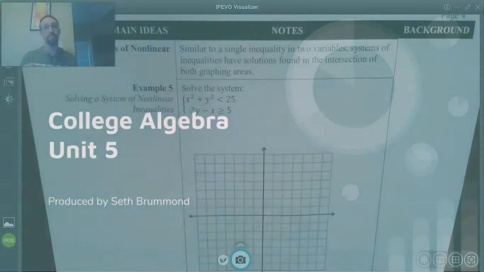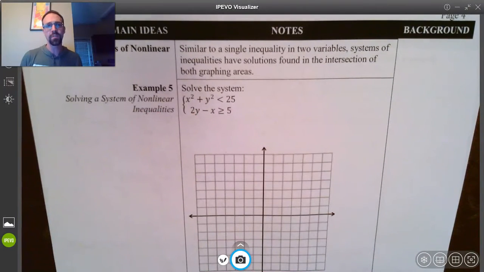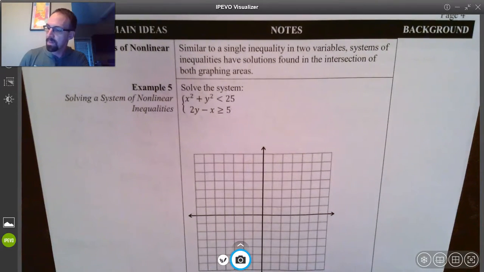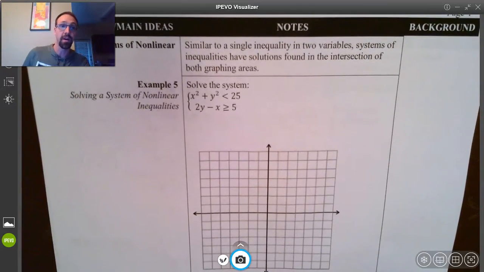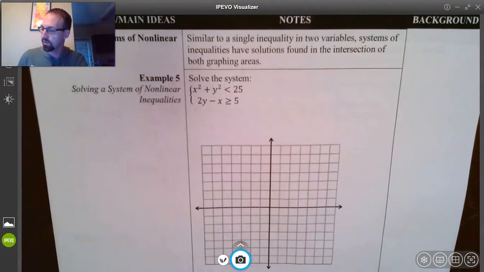Now we're going to solve systems of nonlinear inequalities. Most of you have done this before. This is usually a topic covered in Algebra 2. The only thing that's kind of different is now we're going to be introducing circles. So the examples that I'm giving are specifically over including a circle as well.